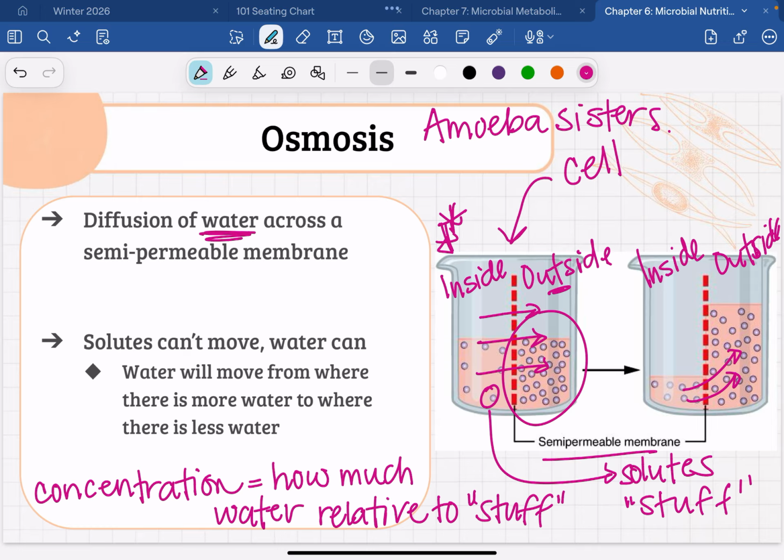So in the scenario on the right, after diffusion has happened, there are equal amounts of pink liquid to purple bally things.